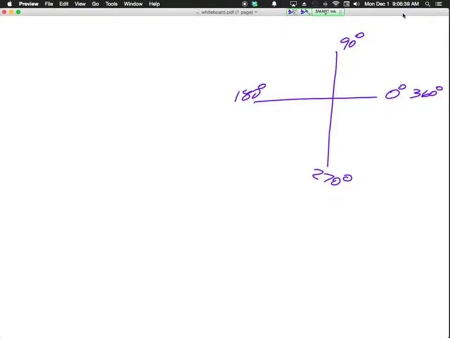We also need to go around and talk about radians. So we're going to do 0 radians. What is 90 in radians? Pi over 2, 180 is pi, and 270? 3 pi over 2, and when we get all the way back around, we're back to 2 pi.